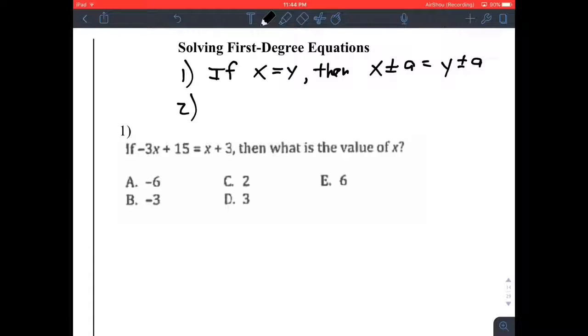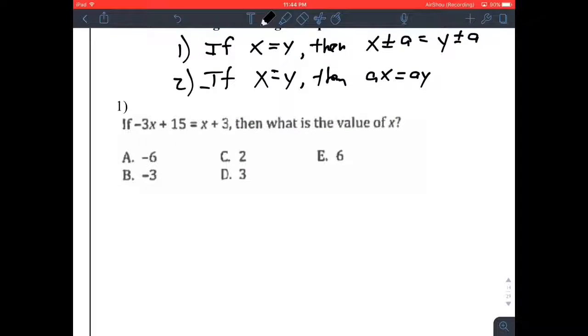Other property that's extremely important is we can multiply or divide both sides of an equation by the same number, and the equation is still going to be true as long as the number you're multiplying is not 0. So if x equals y, then we can multiply or divide both sides by number a as long as a is not 0. You use these properties all the time. So let me just remind you of how you use them.